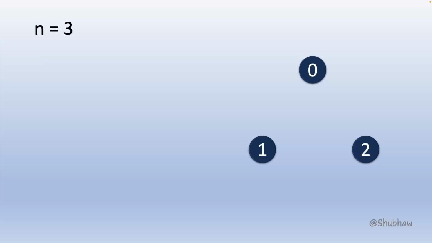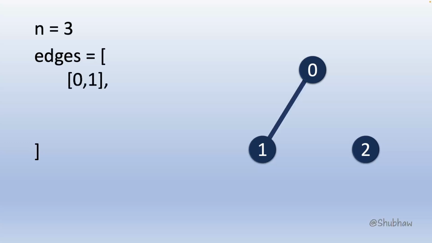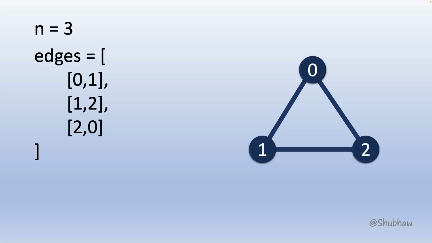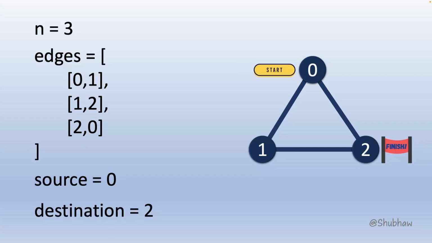We have been given the number of nodes equal to 3 and an edges array which contains edges between 0 to 1, 1 to 2 and 2 to 0. And we are given the source vertex as 0 and the destination vertex as 2. And we have to find if a path exists between 0 and 2.